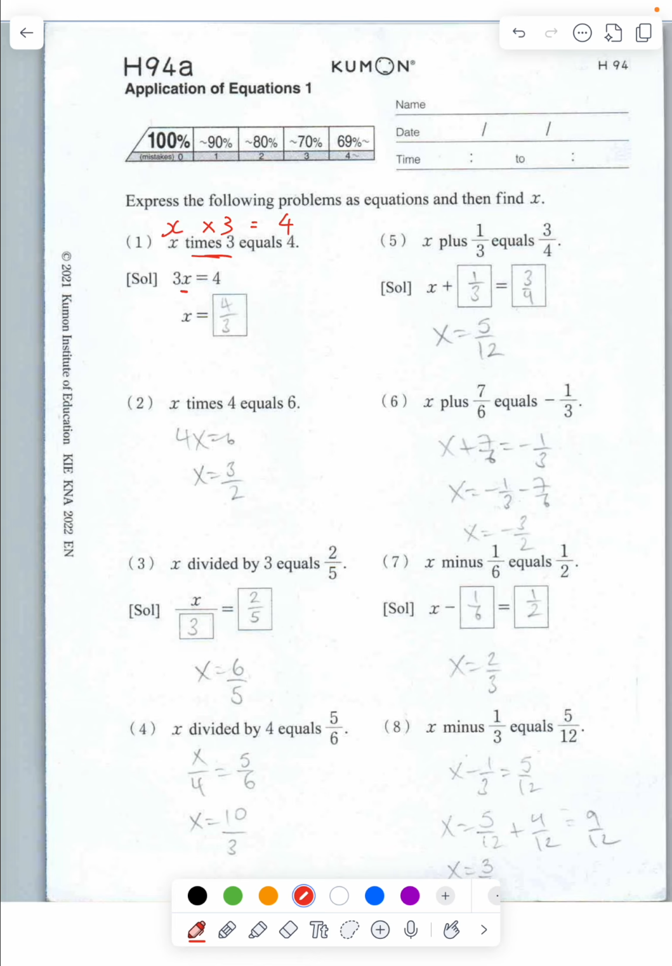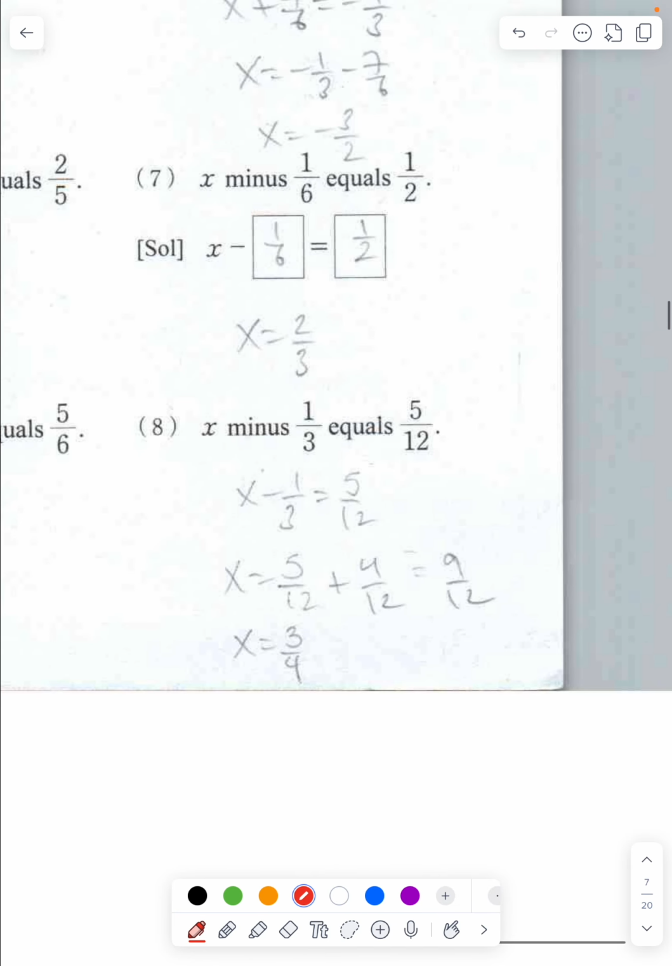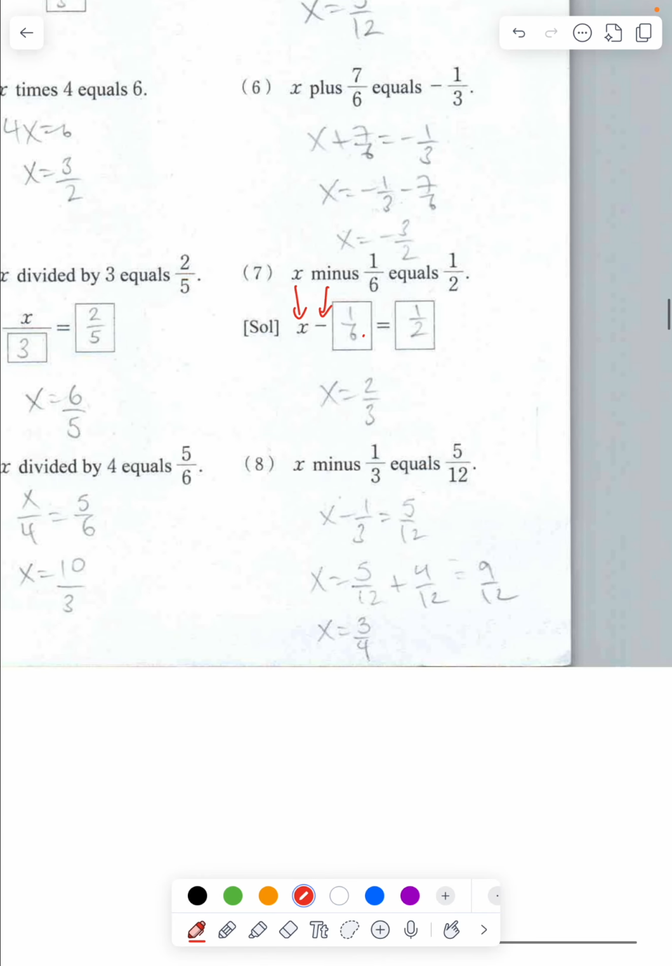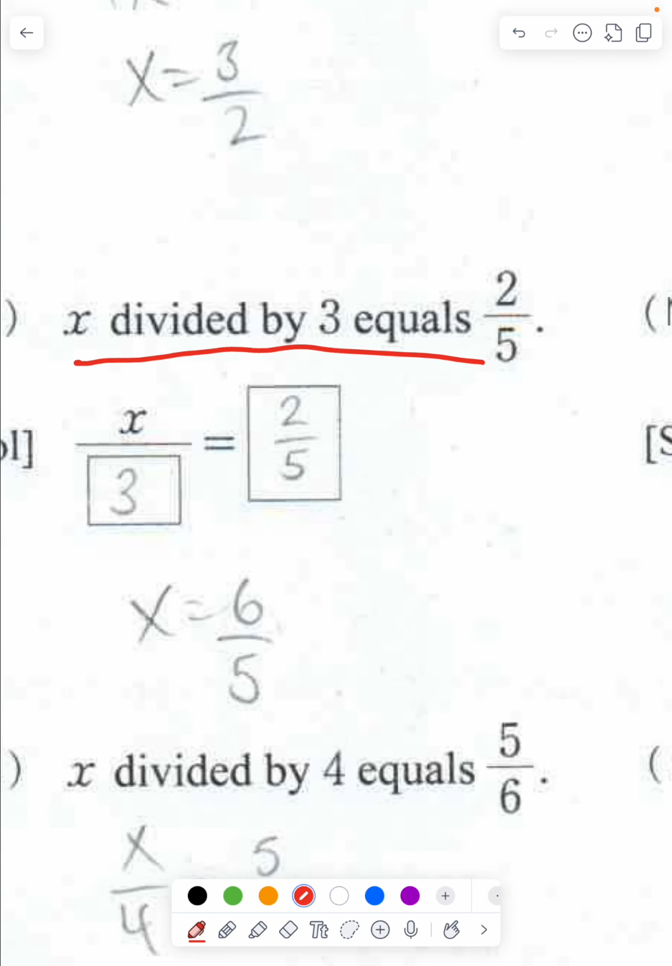This is the easiest one. And tell me you know how to solve this, please. You know how to solve it, right? So we're not going to talk about it. But what about number 5? X plus 1 over 3 equals 3 over 4. So same thing. What about number 7? X minus 1 over 6 equals 1 over 2. This is the basic language of mathematics. So you just have to be translating your words into mathematical notation.